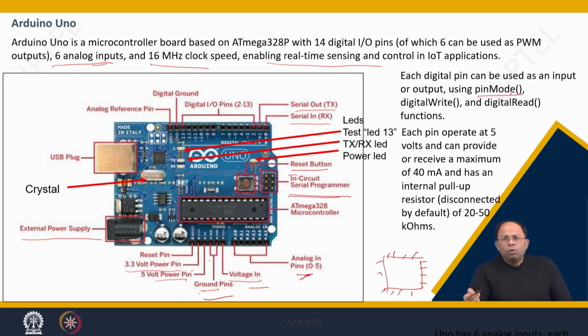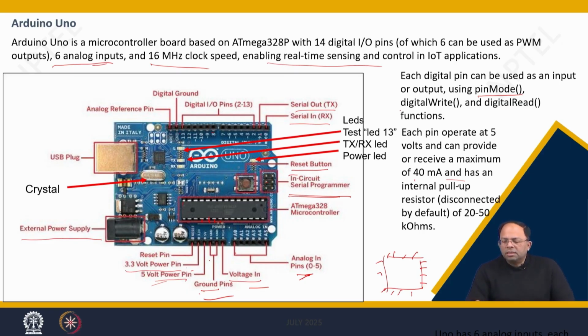Each digital pin can be used as an input or output. We have to, of course, code in the IDE whether it will be used as an input or output. That is, when we write a program in the IDE for this microcontroller, I have to say which pin would be used as input and which pin as output. And we use the functions digitalWrite and digitalRead to read or write whatever we want. Each pin operates at 5 volts and can provide or receive a maximum of 40 milliamperes. So if you require more than that for a sensor, then I have to send it via the 5-volt power pin or 3.3-volt power pin and so on.